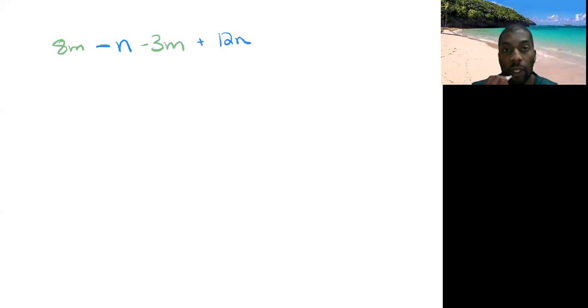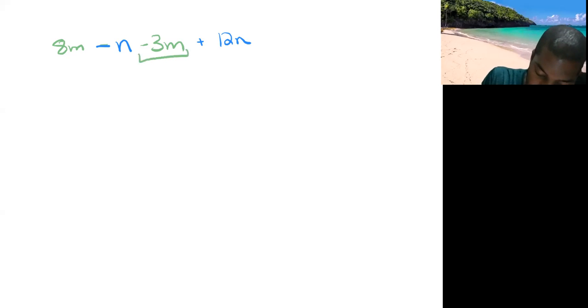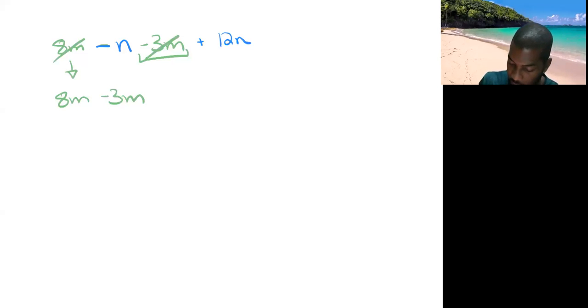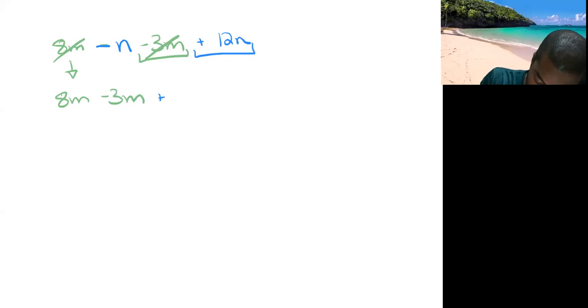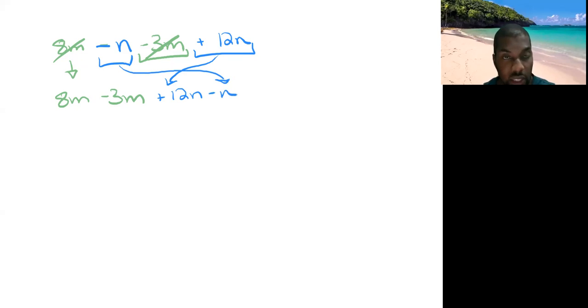Well, if I were you, I would rearrange this so that all the like terms are next to each other. So I notice I have a negative 3m here. I'm going to put that next to my 8m. I'm going to take this negative 3m and rearrange it, put it right next to each other. Then I'm going to put the 12n first because it's larger. And then I'm going to put this negative n over here. So now it's a little easier to deal with.